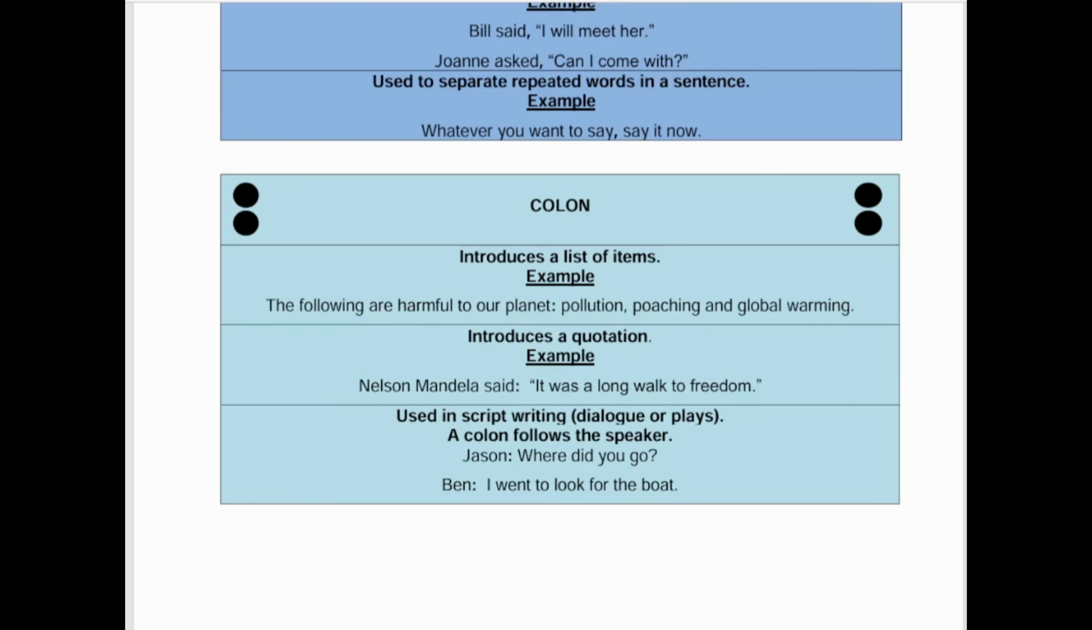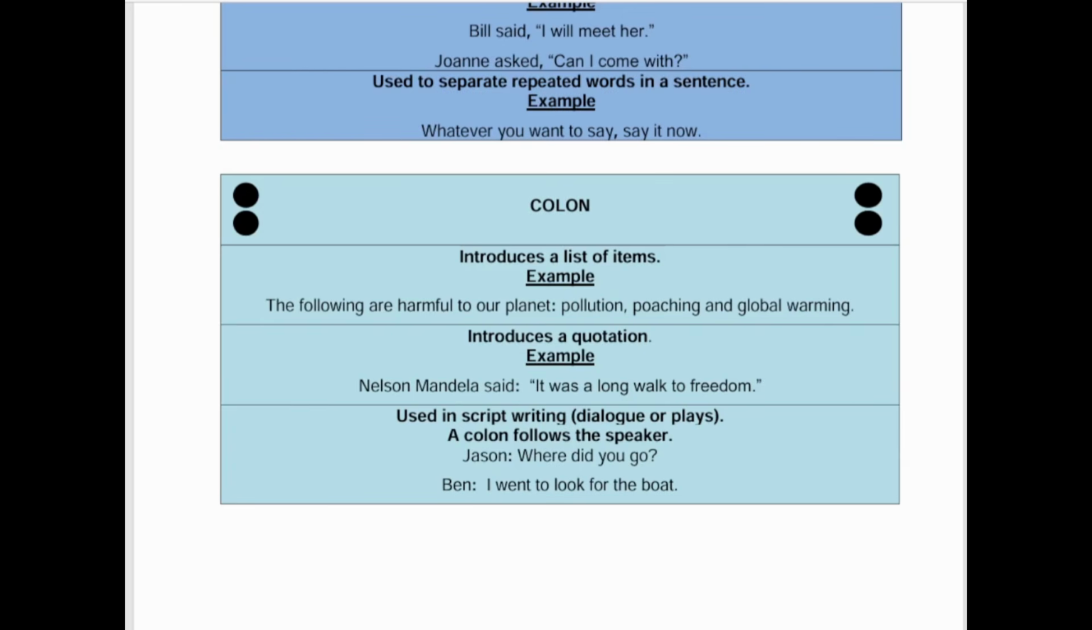The second use of a colon introduces a quotation. For example, Nelson Mandela said: "It was a long walk to freedom." Specifically, this colon is just replacing the comma, the other function of the comma, which we said is used after introductory words. Same to this colon. Nelson Mandela said, you place a colon, "It was a long walk to freedom."